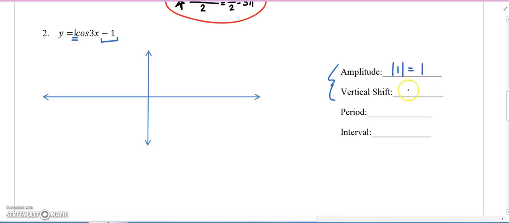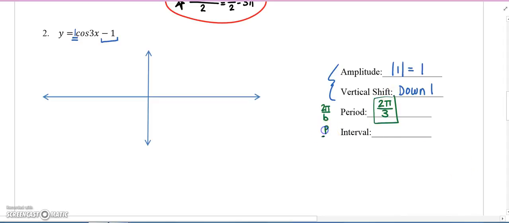I know before we were saying negative 1. I'm going to actually write that as down 1. It means the same thing, but it reminds me that it's a shift, so I got to actually move something. Alright, now the new stuff. The period, remember again, is 2 pi divided by b. In this case, our b value is 3, so it's just 2 pi divided by 3. And that's as much as it simplifies.